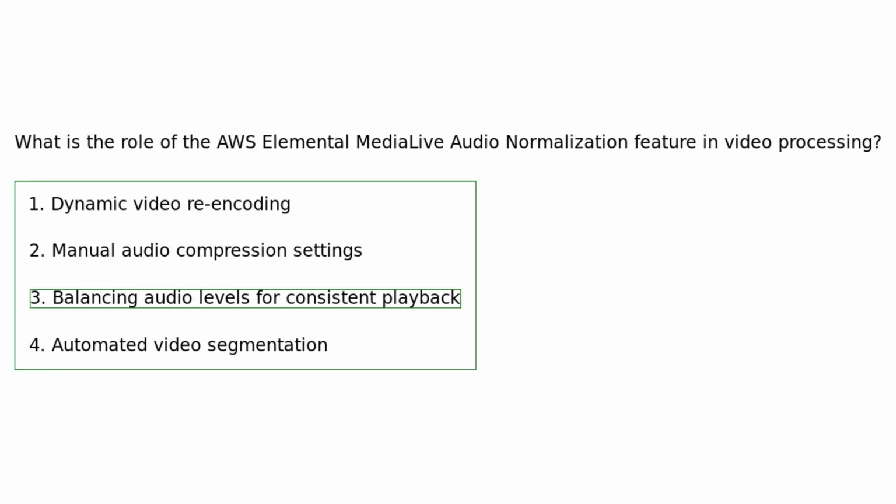The audio normalization feature in AWS Elemental MediaLive helps to balance audio levels for consistent playback, ensuring that audio quality remains consistent throughout the video content being processed.